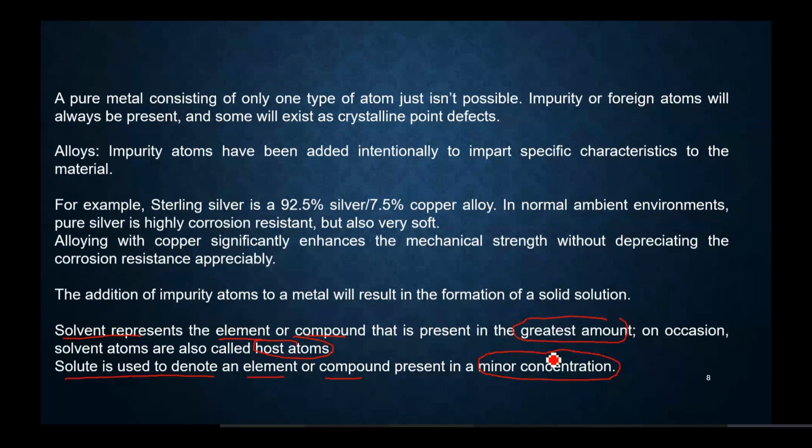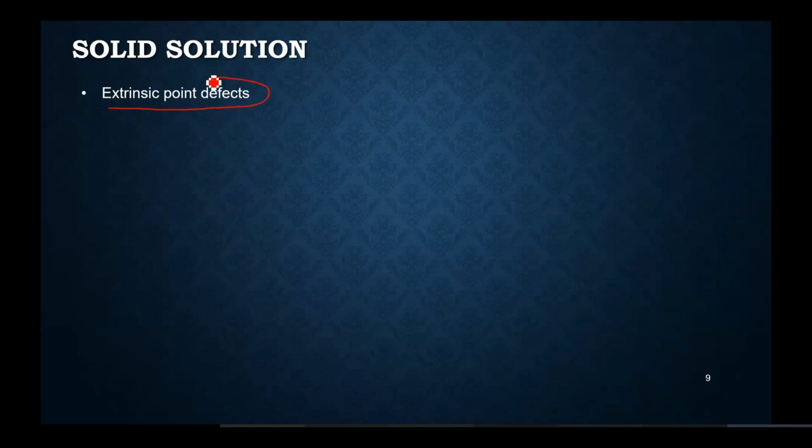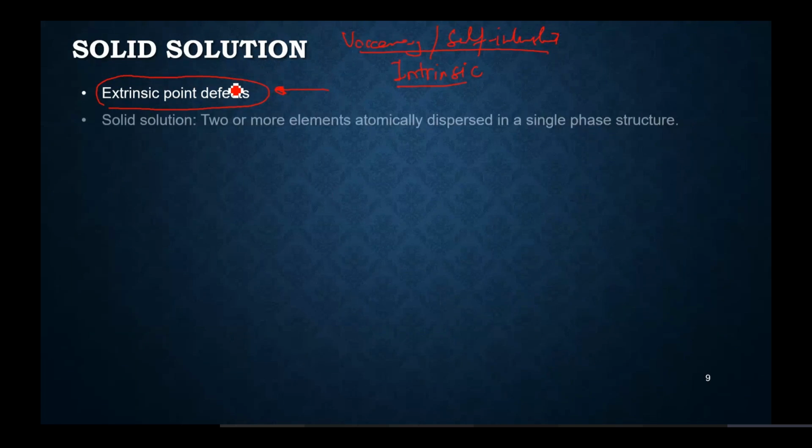So far, what we have looked into are vacancy and self-interstitial defects. They are intrinsic point defects. That means they are defects that depend upon the original material. Solid solutions are basically extrinsic point defects because something is added to the material from the outside. There is an external factor associated with solid solutions.